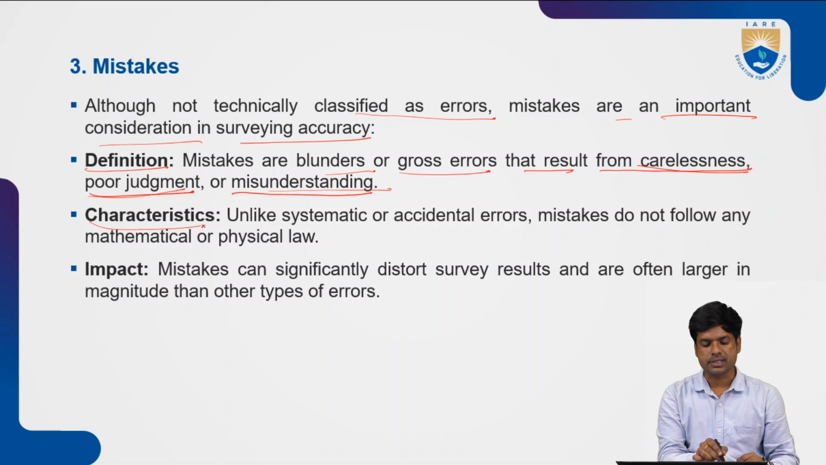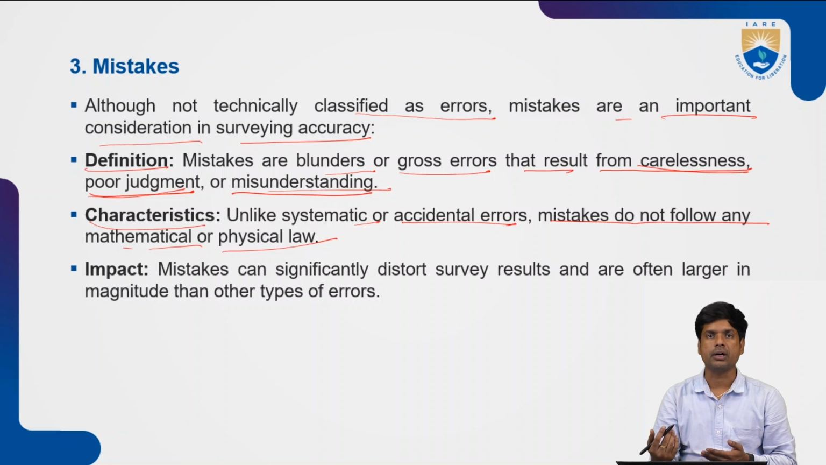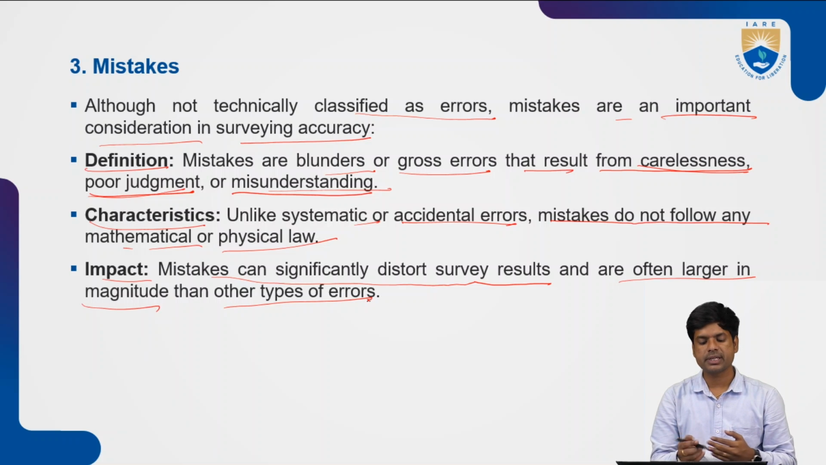The next one, characteristics. Unlike systematic or accidental errors, mistakes do not follow any mathematical or physical law. So these mistakes will not have any type of pattern, or any physical law or mathematical law. And impact. Mistakes can significantly distort survey results and are often larger in magnitude than other types of errors. Due to these mistakes, the results will be wrong, and sometimes they may be larger than the normal actual errors.